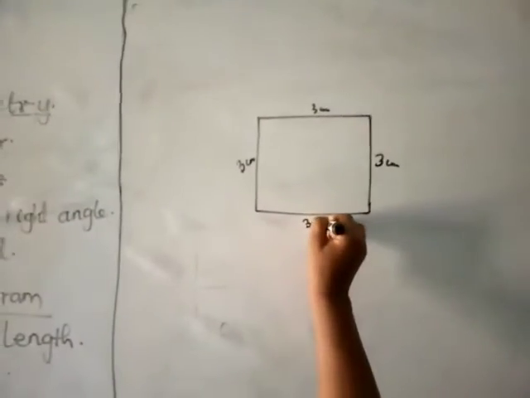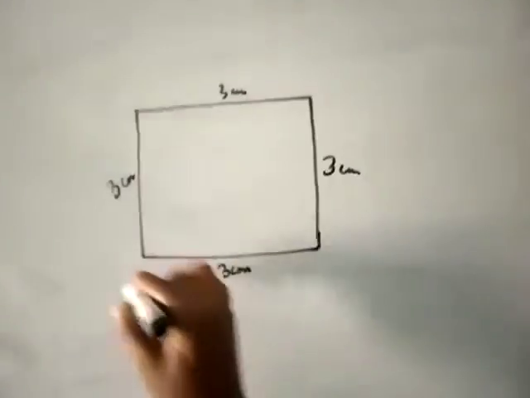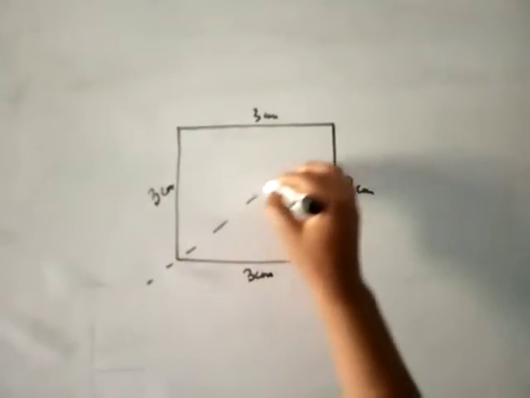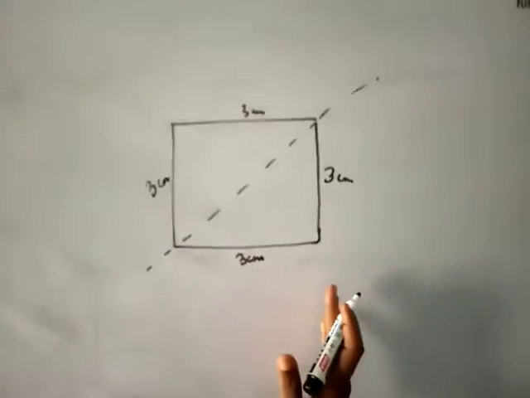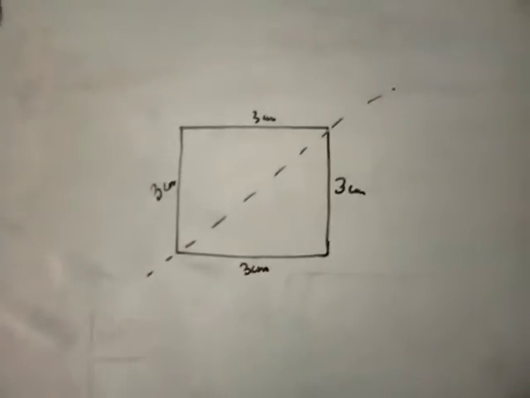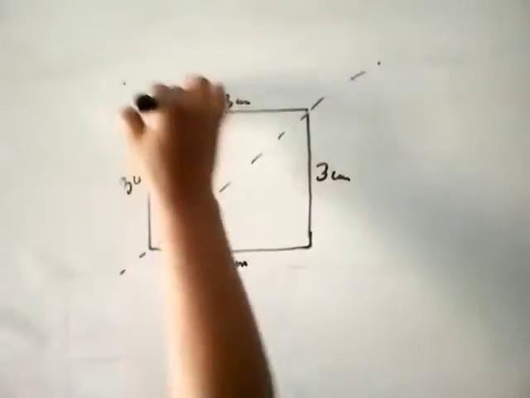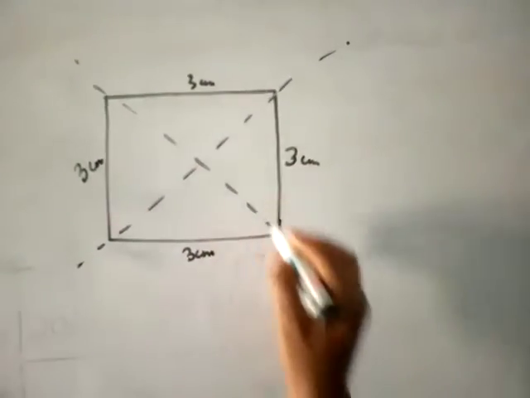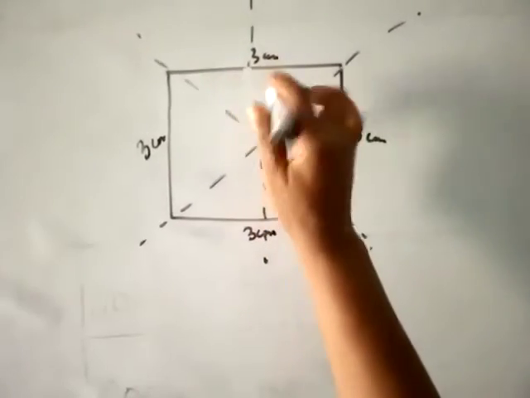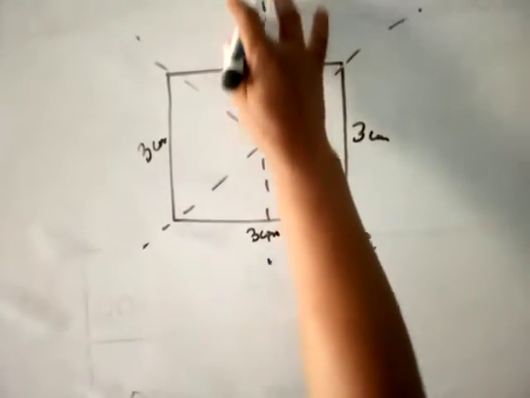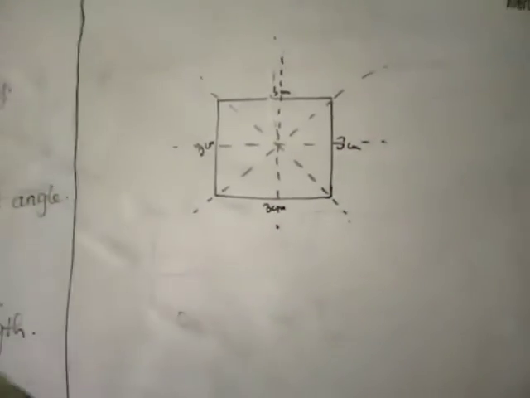Now, when we say it has 4 lines of symmetry, we are talking about this. When you have a square and you fold it into equal parts, that is what we are talking about. These are the lines of symmetry. These are the 4 lines of symmetry.